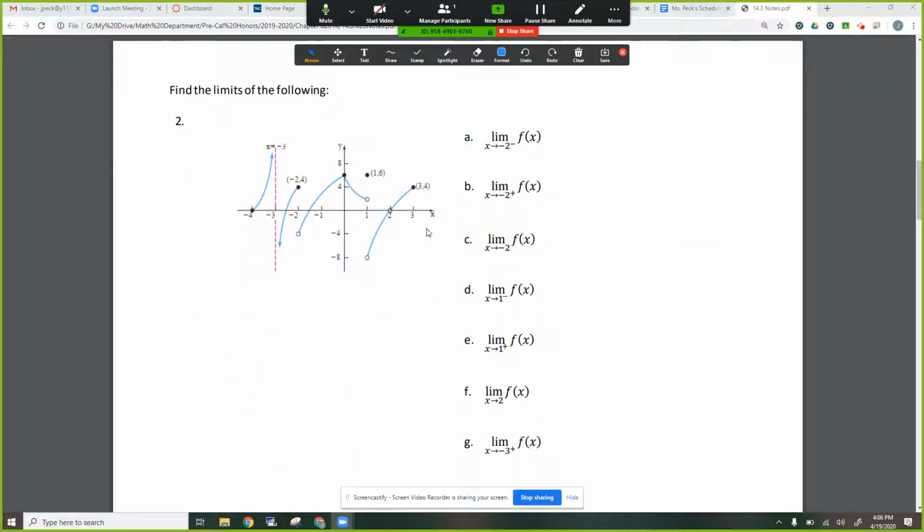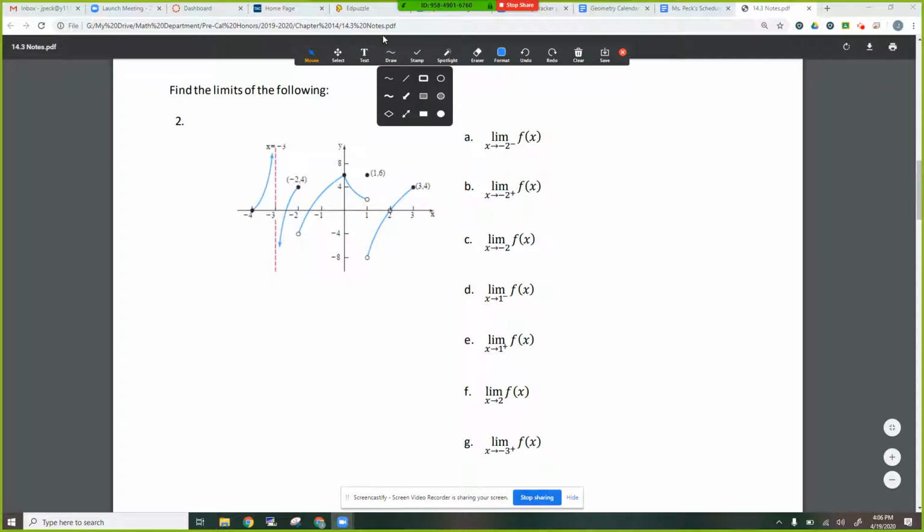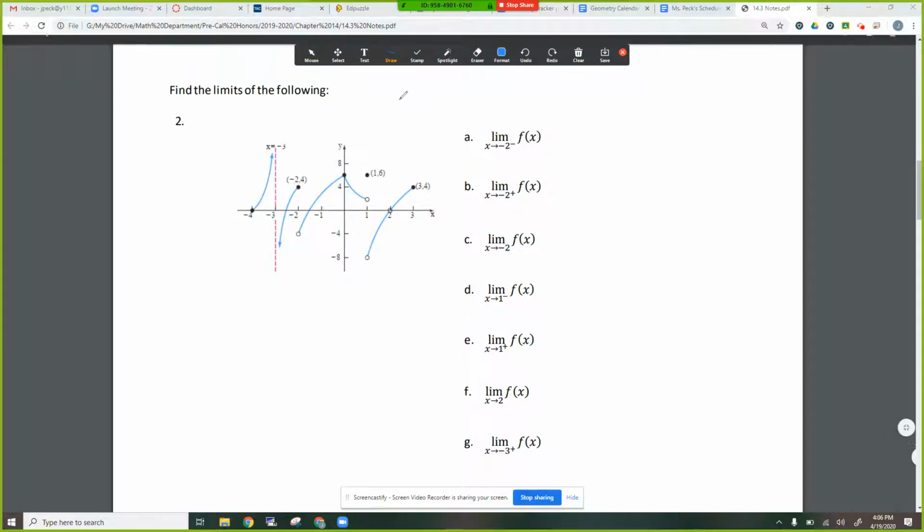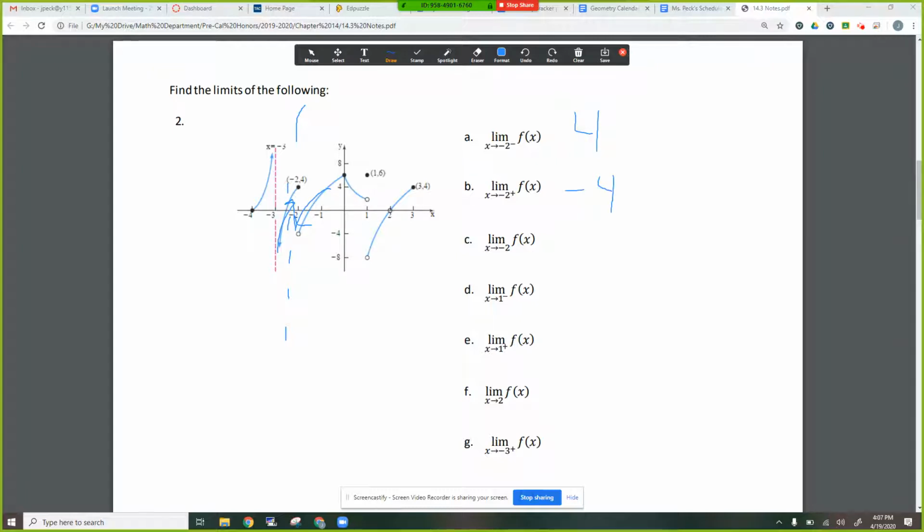So let's look at some more examples. Looking at number 2, part A, it's saying the limit as x is approaching negative 2 from the left-hand side. If we look at negative 2 here, as we look from the left, it's pointing at positive 4. As we're looking to the right of negative 2, it's negative 4. So the limit at negative 2, there's no negative, there's no positive, it's just the limit as x is approaching negative 2, does not exist.